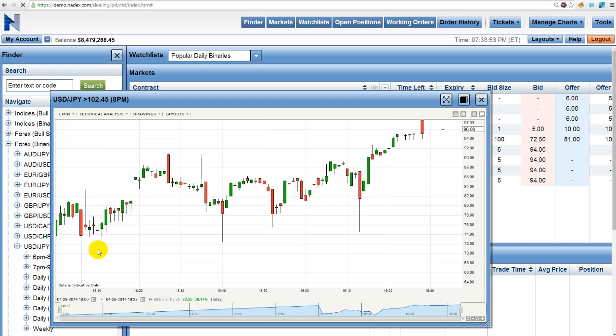So it's really important to understand that cost when you're looking at scalping.